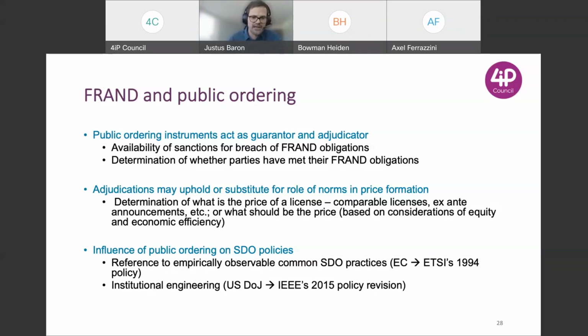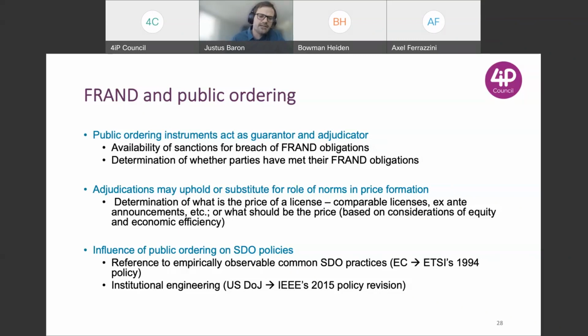And we see examples of that not only in the adjudication of individual parties' disputes, but also in the influence that public ordering has on the definition of private SDO's policies. So we briefly discussed the experience of two different types of influence. One in the already alluded to case of the European Commission's white paper and other activities as they have influenced ETSI's 1994 policy, where importantly the European Commission has emphasized the value of balance in IPR policies as it was in the Commission's view displayed by already existing policies of other private organizations.